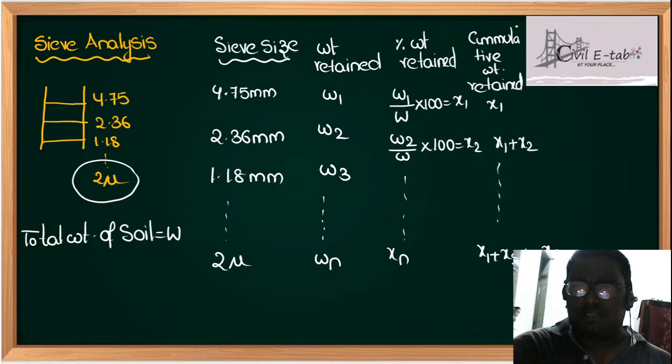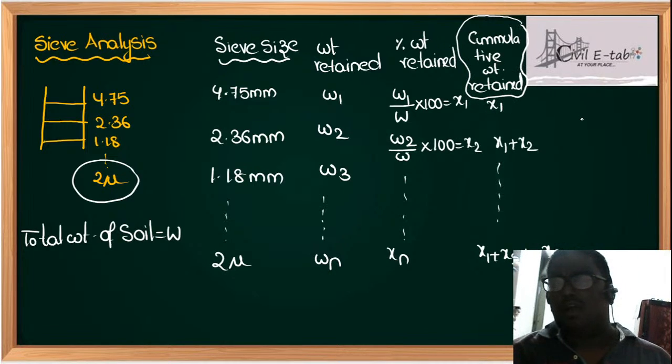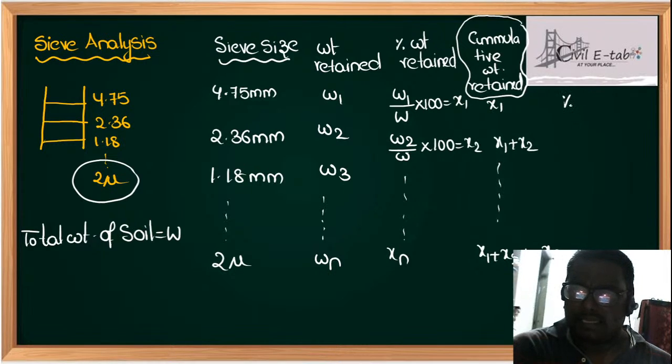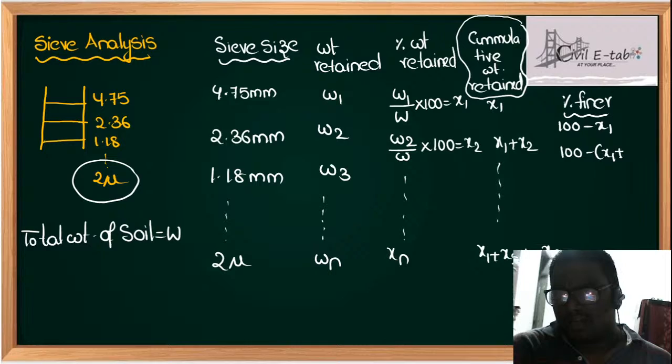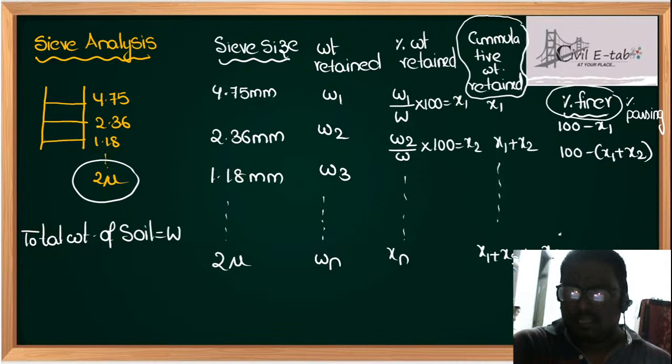Now see students, this is called cumulative weight retained. Now what I want to tell you is percentage finer. This is very important, student. Percentage of soil passing or percentage finer is the same. Now it will be 100 minus the retained. Why have I taken 100? Because it is a percentage. So 100 minus X1 plus X2. So percentage finer is also known as percentage passing. Here it is 100 minus X1, so on up to Xn.